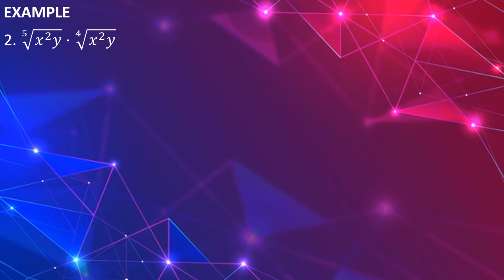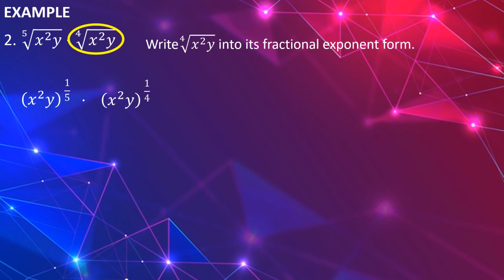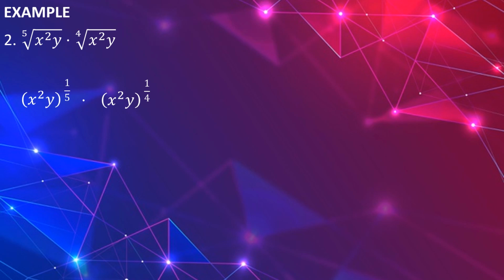First, we are going to write these radicals into their fractional exponent form. So we start with the fifth root of x squared y, and it will be written as the product of x squared y raised to 1/5, multiplied by the fractional exponent form of fourth root of x squared y, which is written as the product of x squared y raised to 1/4. Notice that our bases are the same.